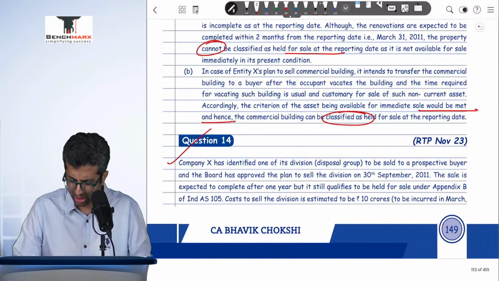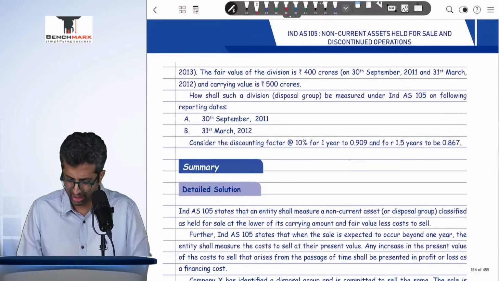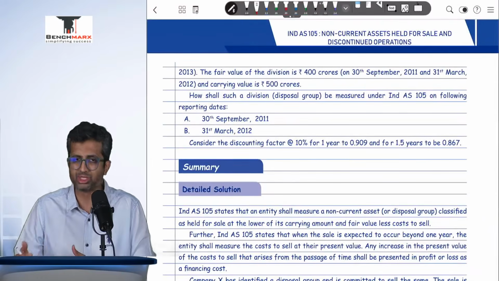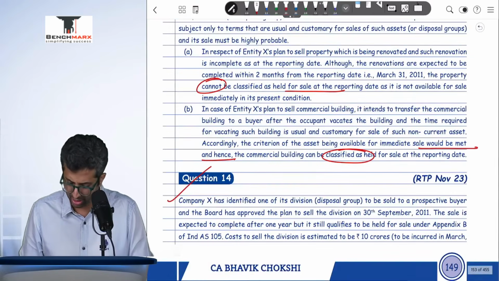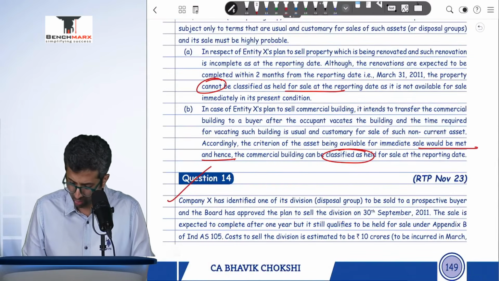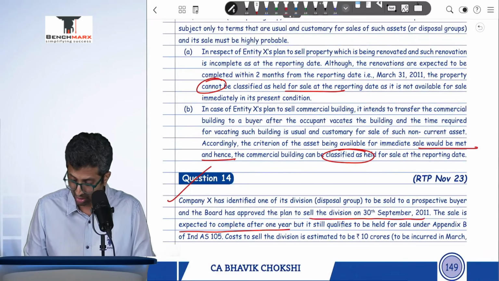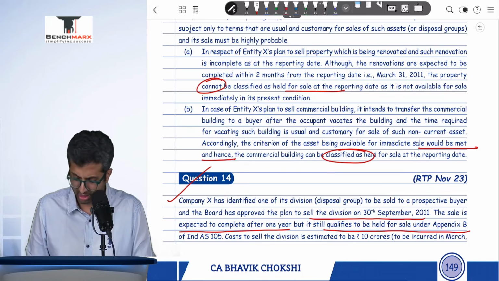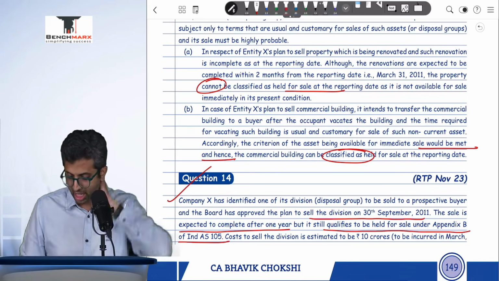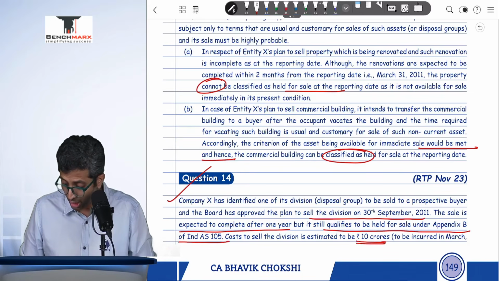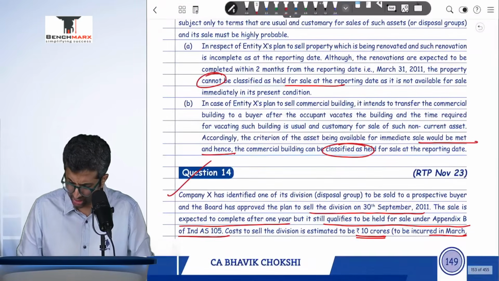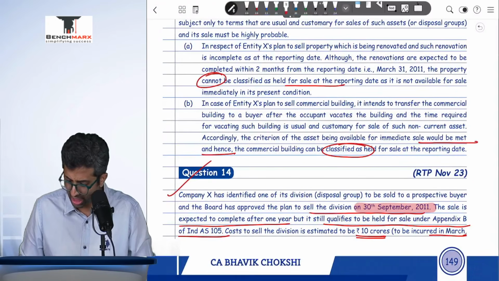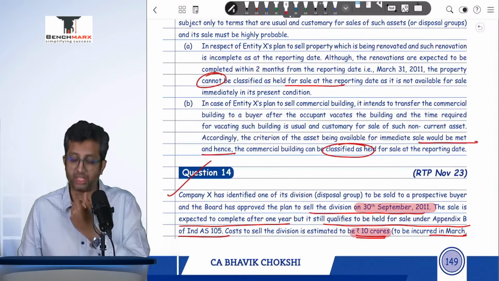Again in question number 14, you can review this, but here it is just that the time gap was more than 12 months. If the time gap was more than 12 months, then you will have to do present valuation. So over here, a board had approved a plan to sell a division on 30th September. The sale is expected to be completed after 1 year, but it qualifies to be held for sale under the appendix. So it is under the exceptions. Cost to sell the division is 10 crores to be incurred in March 13. Today you are sitting on which date? 30th September 11, which means, can I say this 10 crores is going to be incurred after 18 months?